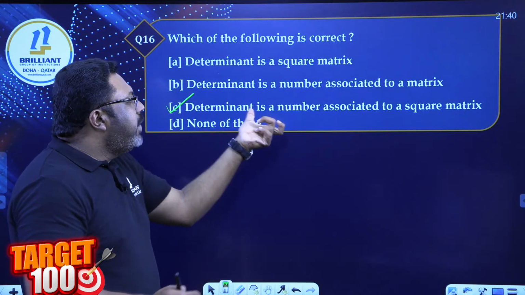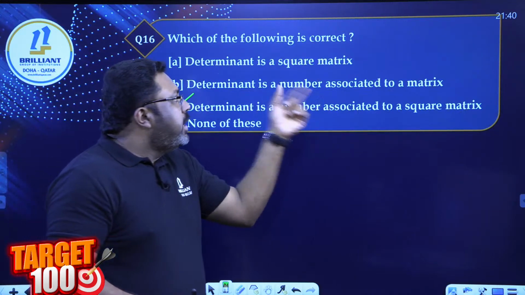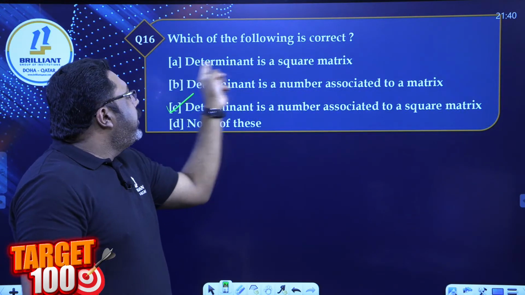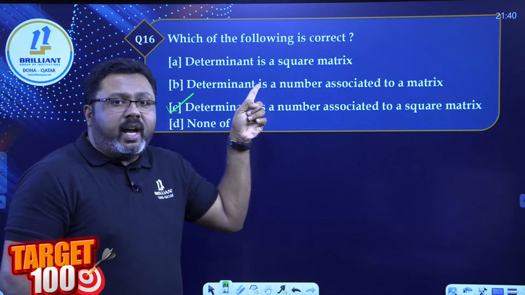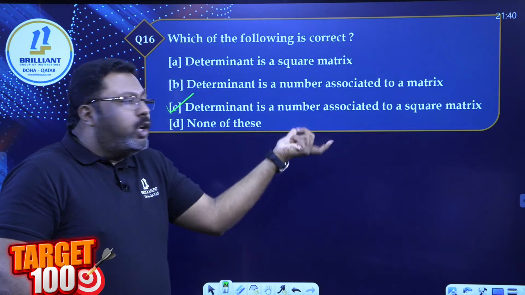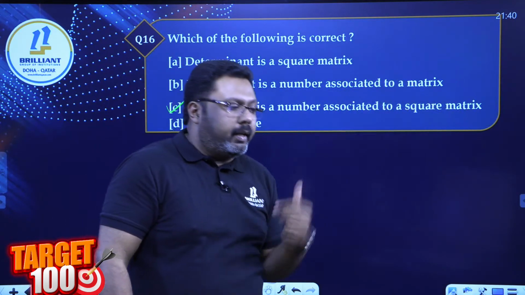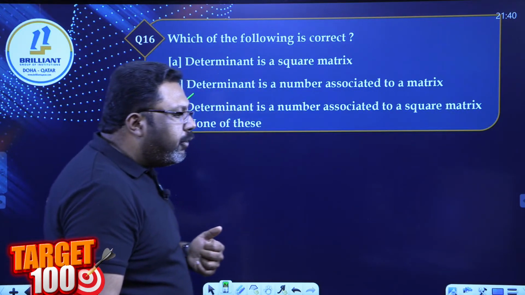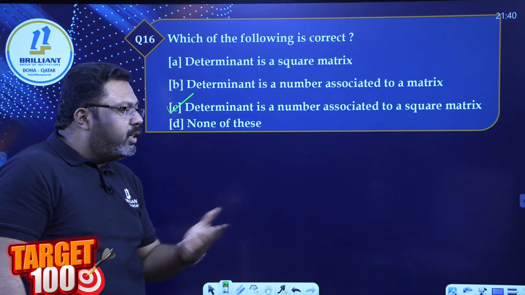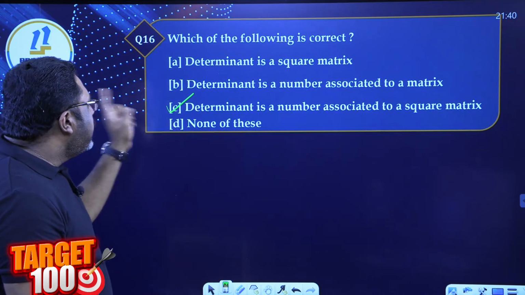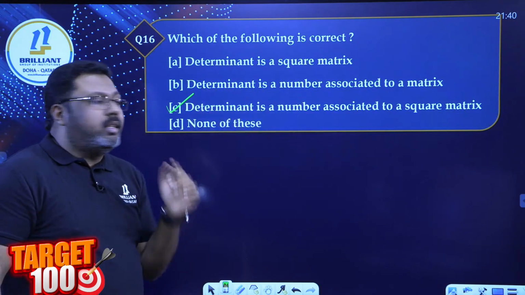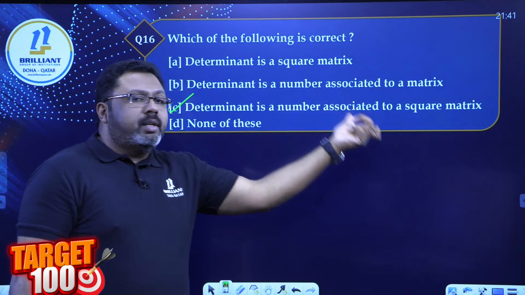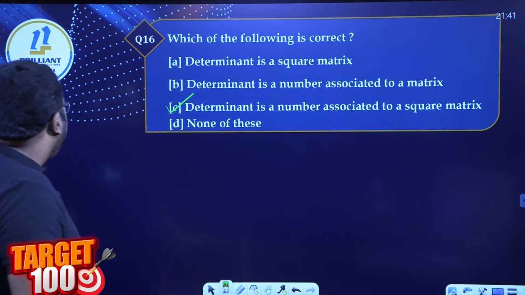So determinant is always a number. It's a number, not a square matrix. Many of you ticked option A, but determinant is not a square matrix. It's a number or a value obtained from a square matrix. Good answer, all of you are right. It's good you know the definition. It's a very common question nowadays. Determinant is a number associated to a square matrix.